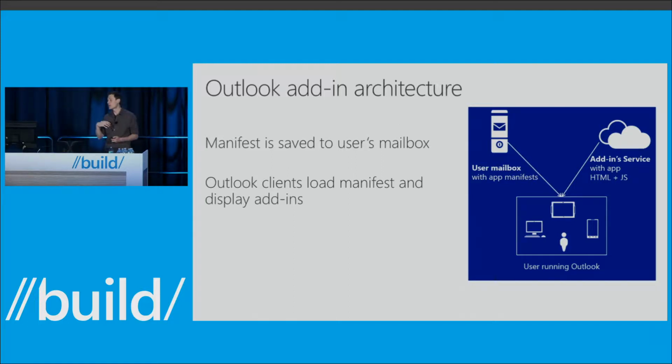And so whenever any Outlook, Outlook.com or Outlook desktop or Outlook web app, or even Outlook on mobile devices, whenever any Outlook client pulls down the data from that mailbox, it gets the manifest, it reads it out, and it figures out, oh, OK, here's the source URL for the HTML. This is how I know to show it.